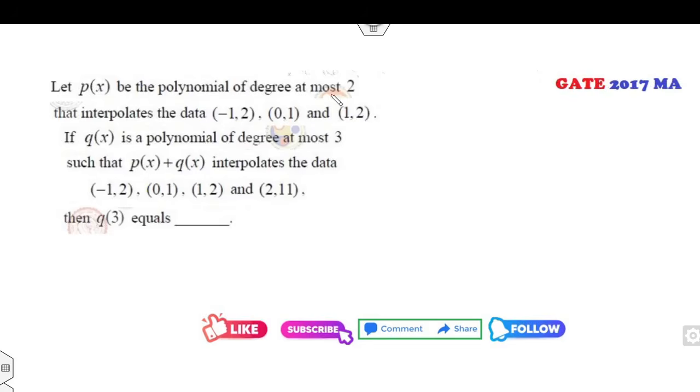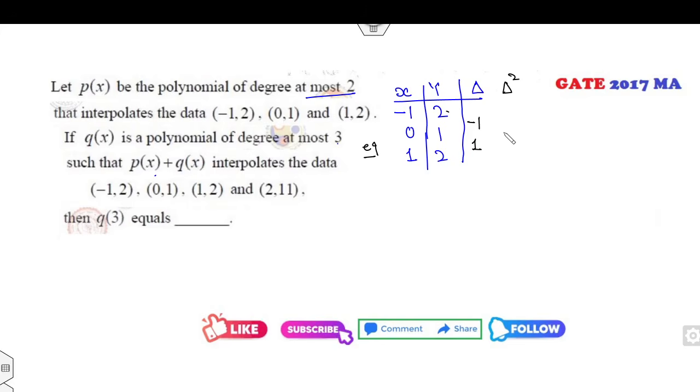Let p of x be a polynomial of degree at most 2 which interpolates at the points minus 1, 0, 1. The values are 2, 1, 2. Q of x is a polynomial of degree 3 such that p of x and q of x interpolate. Okay, so our target is to find the value of p of x first. Can you find this polynomial quickly? Because they are equally spaced, I can simply do minus 1, plus 1. Second divided difference divided by 2. So what is the p of x?